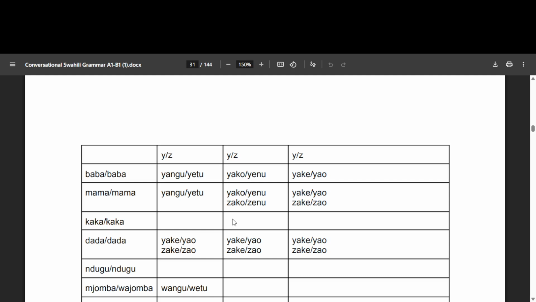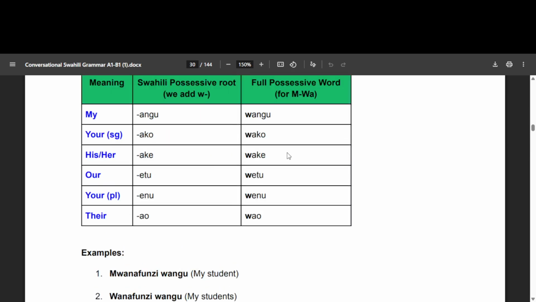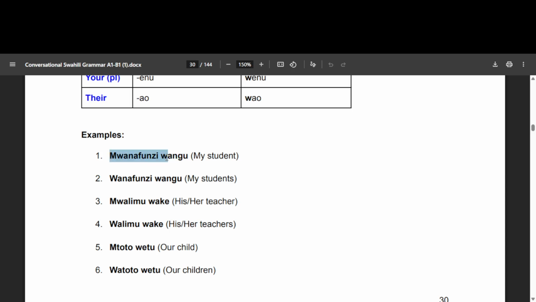So whenever this plural word is basically for the noun. If the noun is in singular form, we use Y. If the noun that we're talking about is in plural form, we use Z. But for the others, normal noun for the M-WA class, it is W, irrespective of whether the noun is in singular form or plural form, we add just W. For instance, in this case, the noun is in singular form, mwanafunzi wangu, and in this case, the noun is in plural form, wanafunzi wangu. We use wangu, W, same.